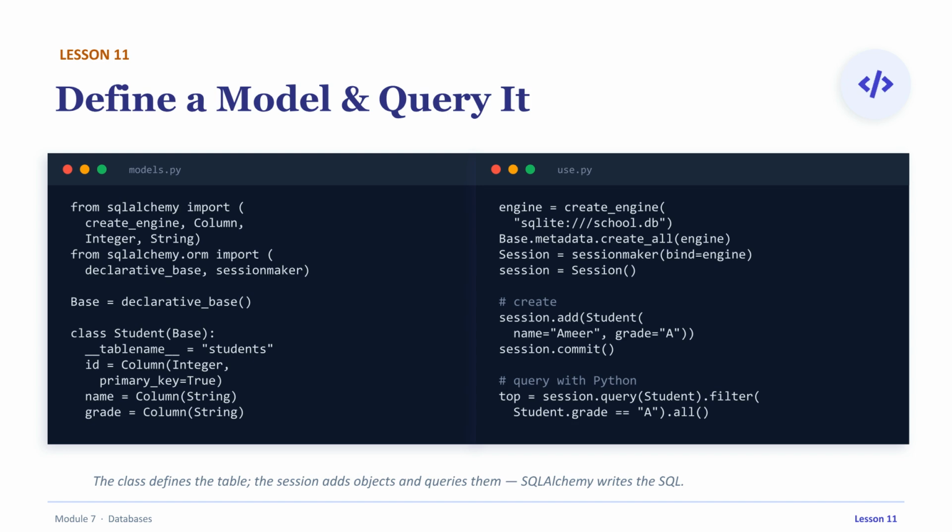On the left, we define a student model, a class where each column is an attribute. On the right, we create the engine, build the schema, and open a session. Adding a student is just adding an object, and querying uses familiar Python syntax with filter.